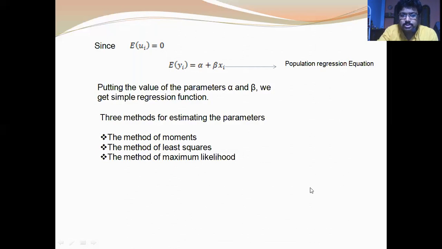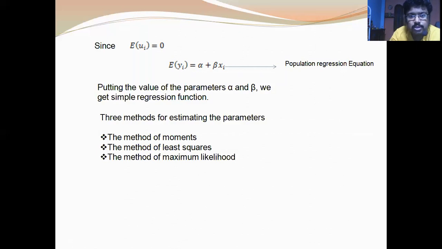The methods are the method of moments, the method of least squares, and the method of maximum likelihood. By using these three methods, we can find the values of alpha and beta. So in my next lectures, I will discuss the method of moments, the method of least squares, and the method of maximum likelihood. So this is a part of my lecture on regression analysis. I hope you have an idea about the error term, the disturbance term.